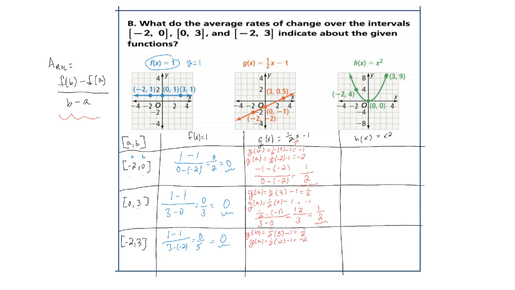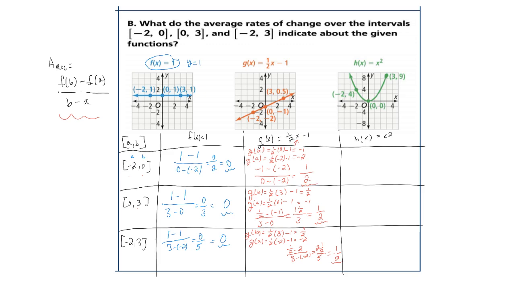So we get g of b, so 1/2 minus -2. Make sure you don't forget to minus the negative. I gotta write it over here. So 1/2 minus -2 over b, which is 3 minus -2, which gives us 2.5 over 5, which also reduces to 1/2.